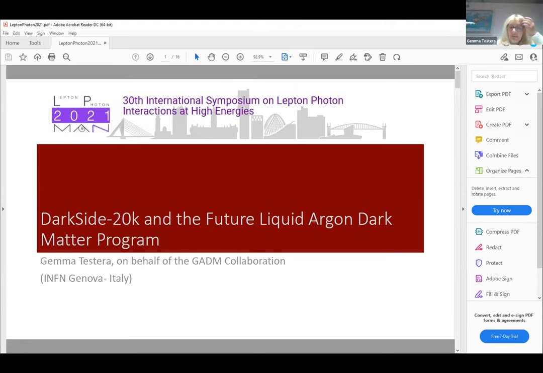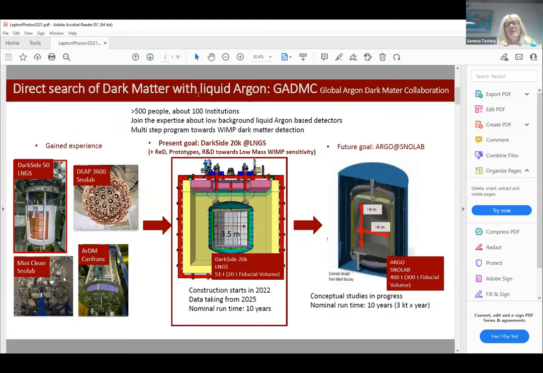Okay, this is a talk about the DarkSide-20k program and the highlights of the future program. This is on behalf of the Global Argon Dark Matter Collaboration, which is a community of about 500 people that are collecting and joining all the expertise about low background liquid argon based detectors, with the goal of making a search for dark matter in the form of WIMPs with a multi-step program.